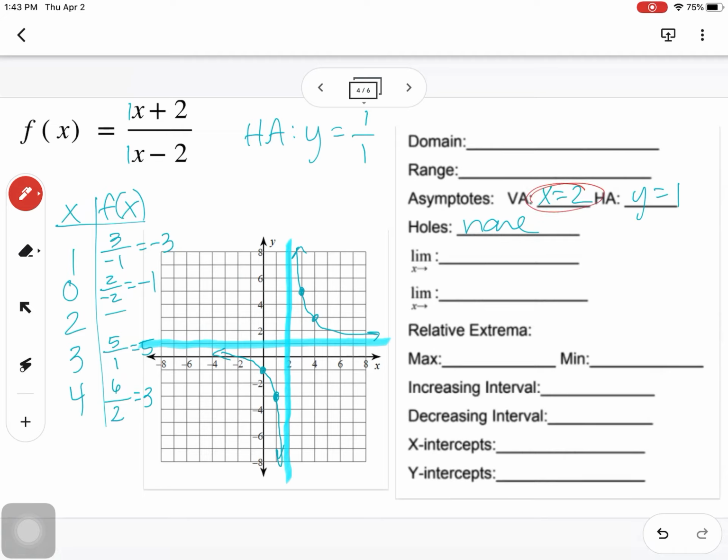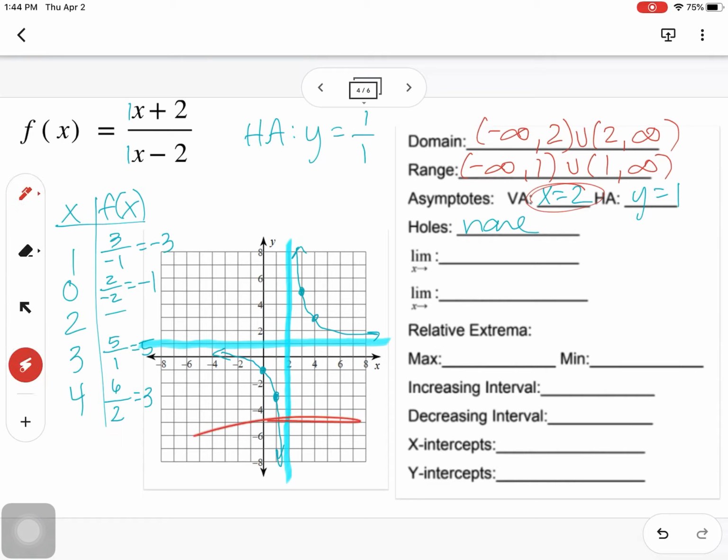To do the characteristic chart, again, for your domain, look at your vertical asymptote and your hole, but we don't have a hole, so it's just everything except for 2. For your horizontal asymptote, same thing, everything except for 1. Remember, you can also do it visually from the graph. Think about left or right, what you can or can't plug in or get out as an answer vertically for your range. Your limits are your far left and your far right.